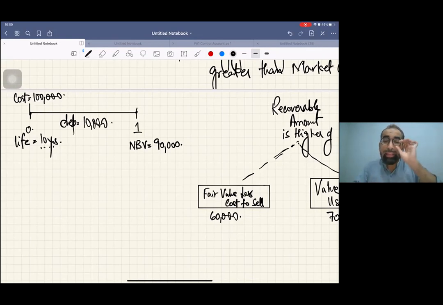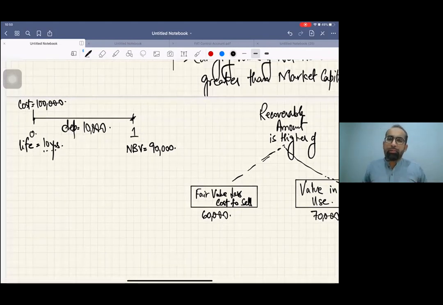Okay. Now at the end of year one, you got an impairment hint. This is the date you got the impairment hint. Now, whenever we get an impairment hint, we do impairment testing. Now, the next question is how we do impairment testing.